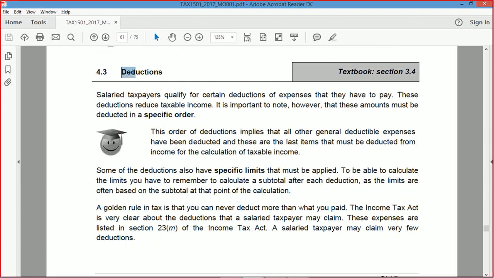Right, they've described a deduction. You should know what a deduction is. We've been talking about pension. We've been talking about medical. We've been talking about a speeding ticket. Okay, a deduction is anything that qualifies as an expense that can be claimed against your income tax.